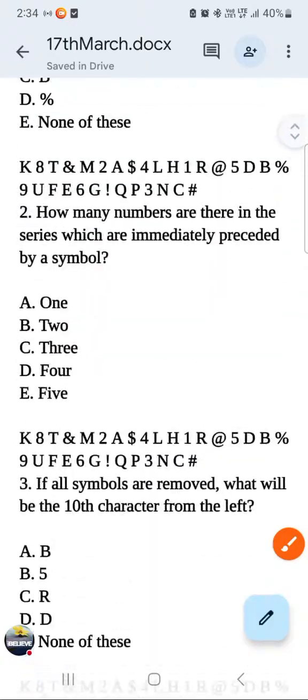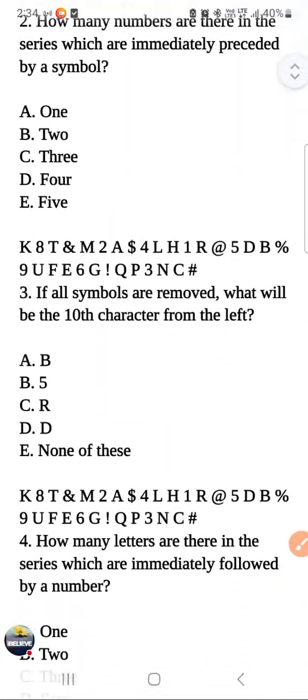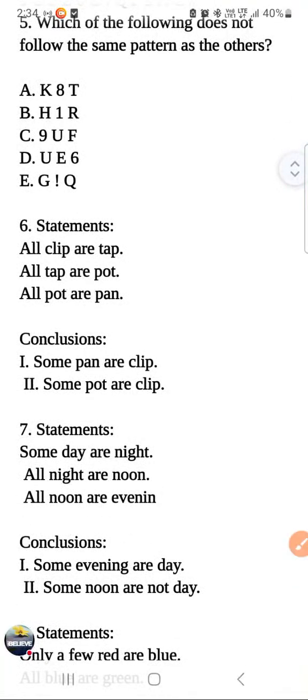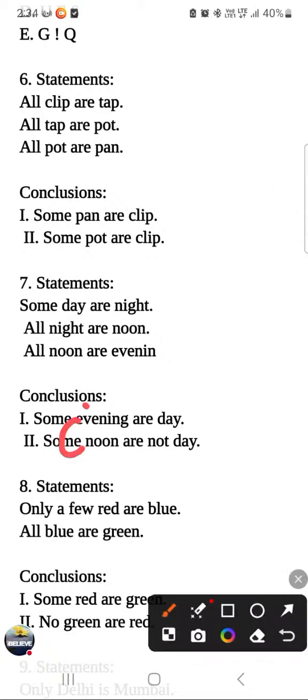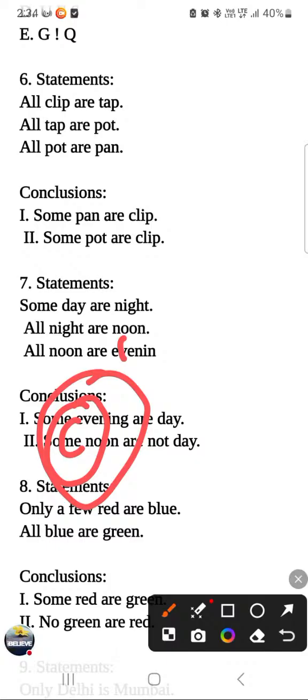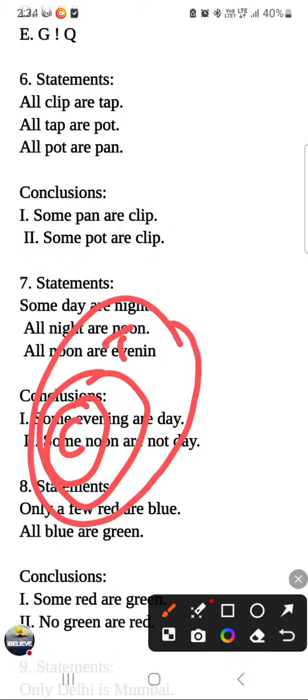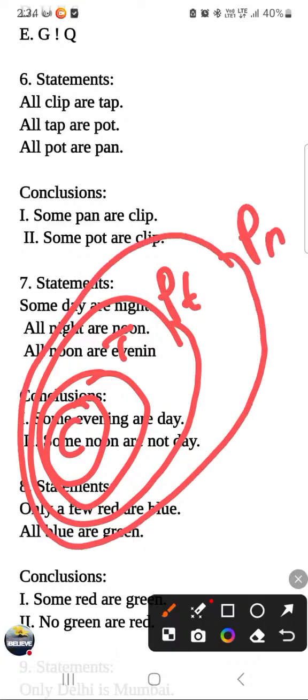Now we are done with these alphanumeric series questions. Now we are going to do syllogism questions. The first question is: all clip are tab, all tab are pot, and all pot are pan. The conclusions: some pan are clip, some clip is inside the pan, so that is a correct answer. Some pot are clip is also a correct answer. So both conclusions are true.